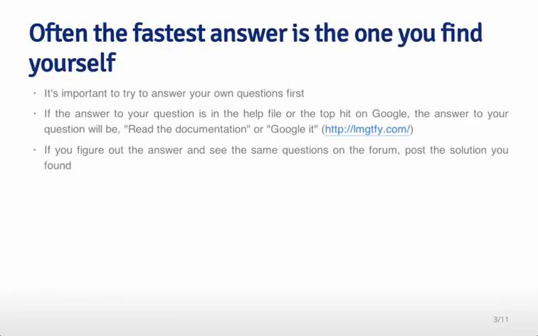It's very clear that the fastest answer is often the one that you find for yourself. So to try to answer your questions yourself, you should try to look it up on Google or look it up on Stack Overflow. If you ask a question that's very simple to Google, you'll often get a response that says Google it or read the documentation, which is not the easiest way to get the answer that you're going for. An important part of being an active participant in the community environment here is, if you figure out an answer to a question, to post it to the message board.